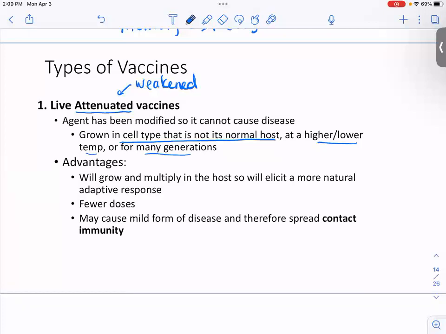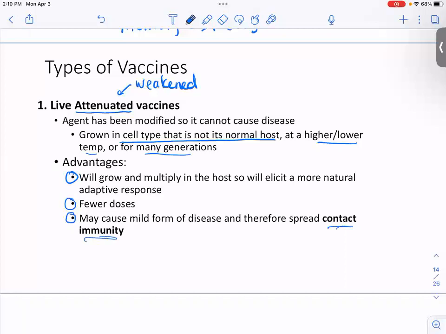So a few advantages, and then we'll get to the disadvantages of this type of vaccine. It's live, so you get a very natural immune response. If it's a virus, it enters the host cells, and that virus gets presented by MHC class 1. We get good B cell, good T cell activation from that very natural adaptive response. So usually fewer doses are necessary than what we see for the killed vaccines or the toxoid vaccines. And this can be an advantage, it can be a disadvantage, but if it actually gives people a mild form of the disease, they may actually be infectious and can give that mild form of disease to other people. So we call that contact immunity.